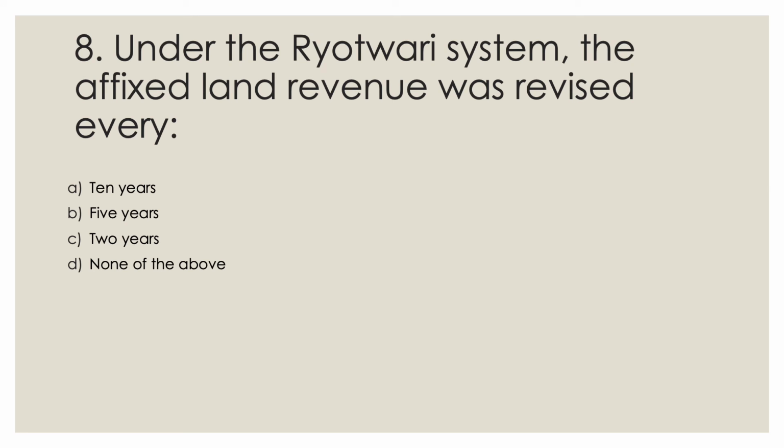Eighth, under the Ryotwari system, the fixed land revenue was revised every, and your options are a decade, that is 10 years, 5 years, 2 years. The right answer here is none of the above. We did discuss this. It was around every 20 to 30 years.